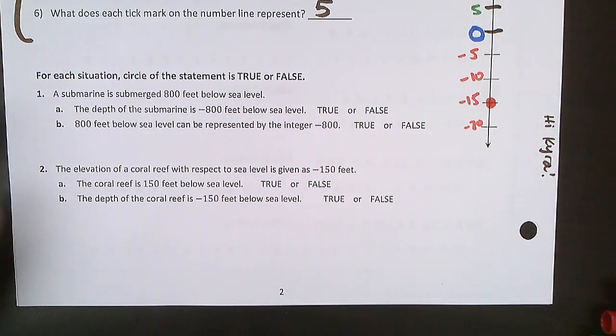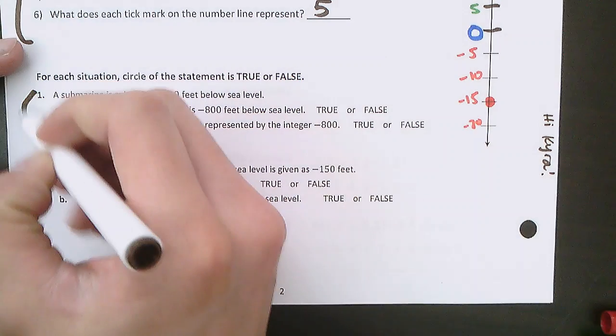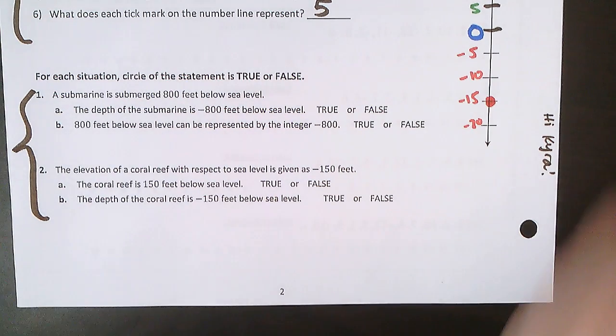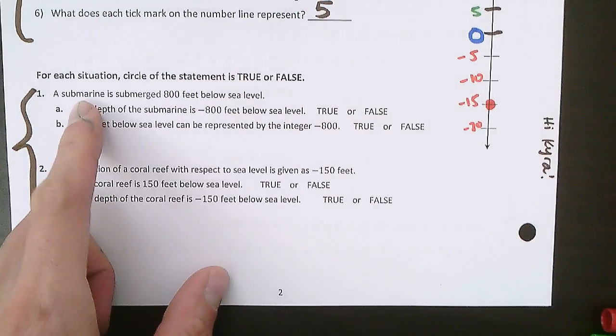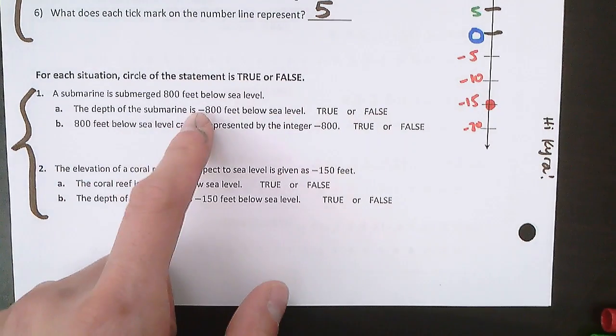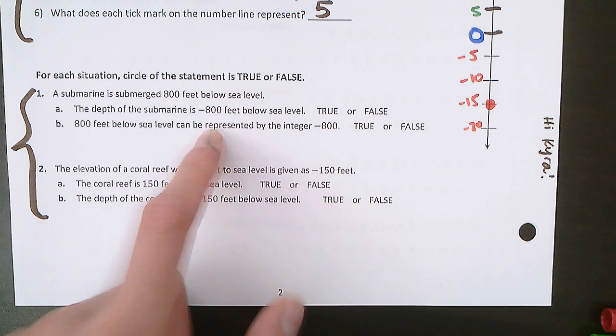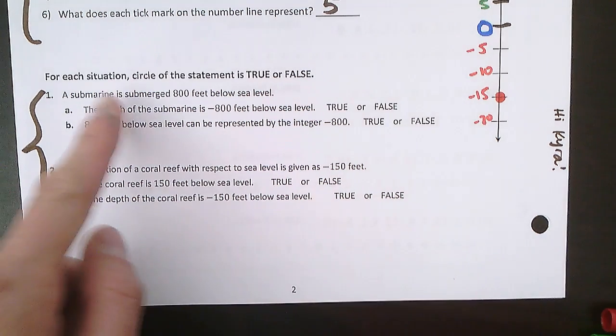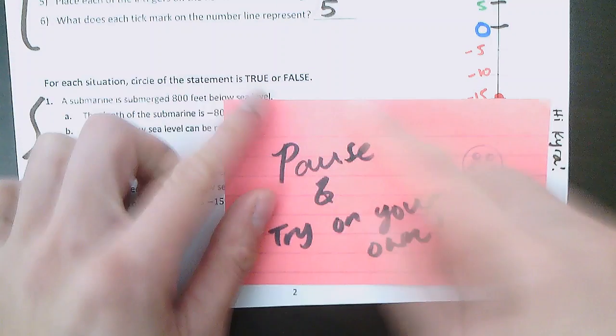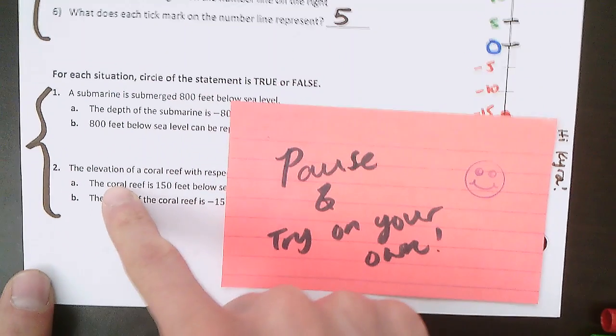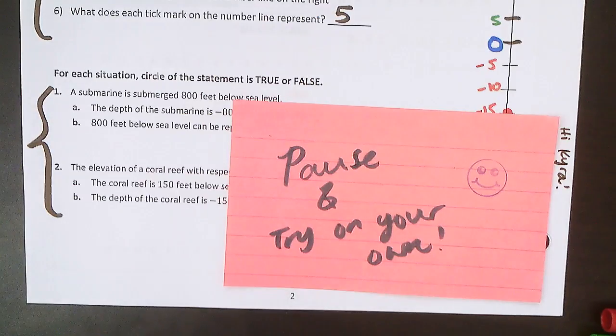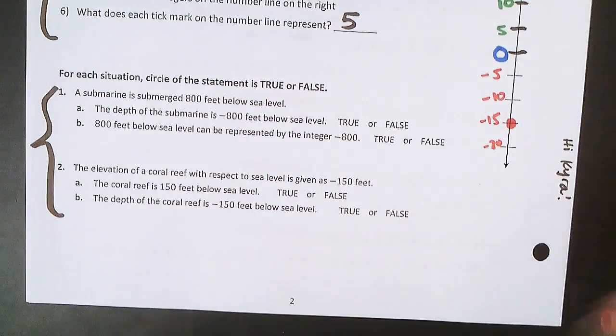Now what I want you to do is, for numbers 1 and 2 right here, you're going to read the question and then answer if it's true or false. So read it, figure out if it's true or false. You're doing these 2 on your own, and then we're going to check afterwards. Pause and do that now. Now you are resuming the video after you have tried on your own.